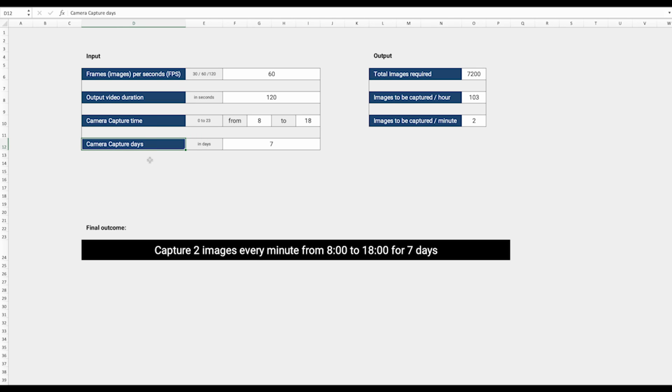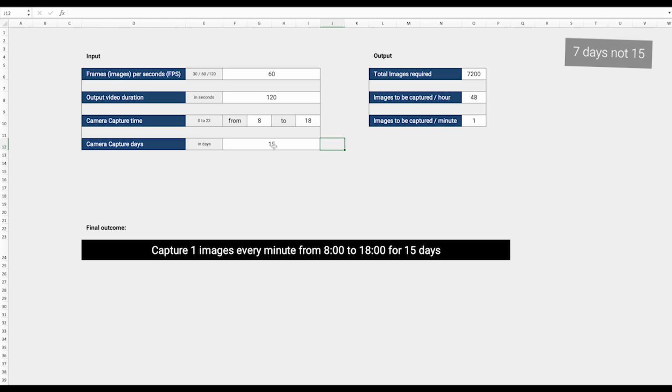The next parameter is camera capture days. For how many days do we want the Raspberry Pi to capture images? I have kept 7 days because I am very enthusiastic about this project and I want to see the outputs quickly. But in your case, if you want to capture the full growth of the plant, then I would recommend to keep this 15 or let's say 30 days. In my case, I'll keep it 15.